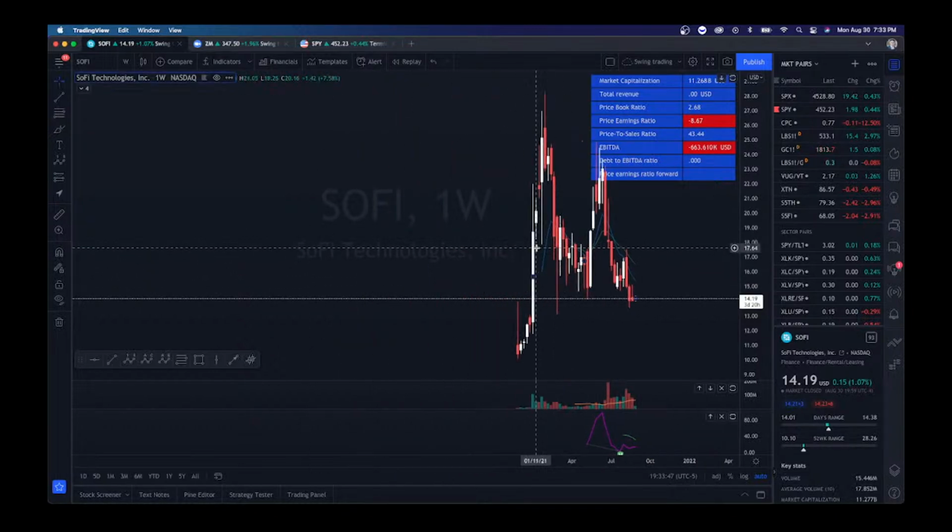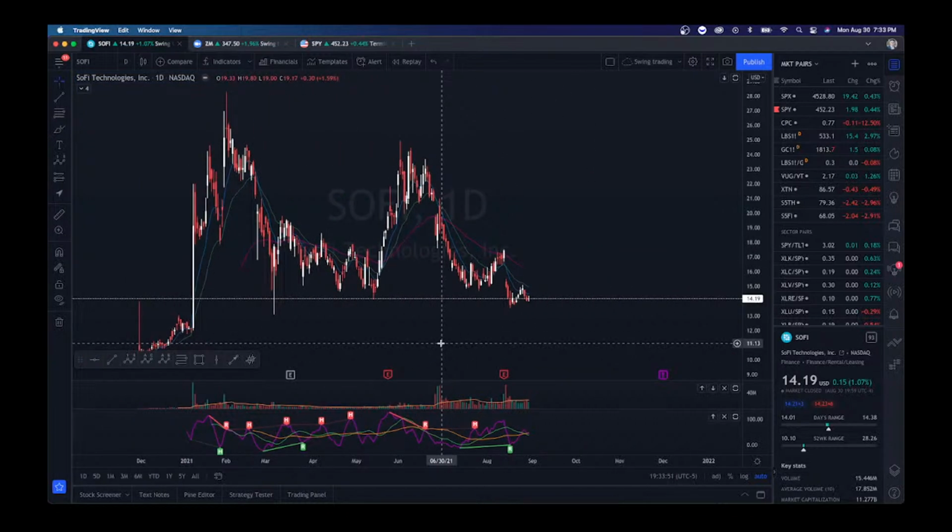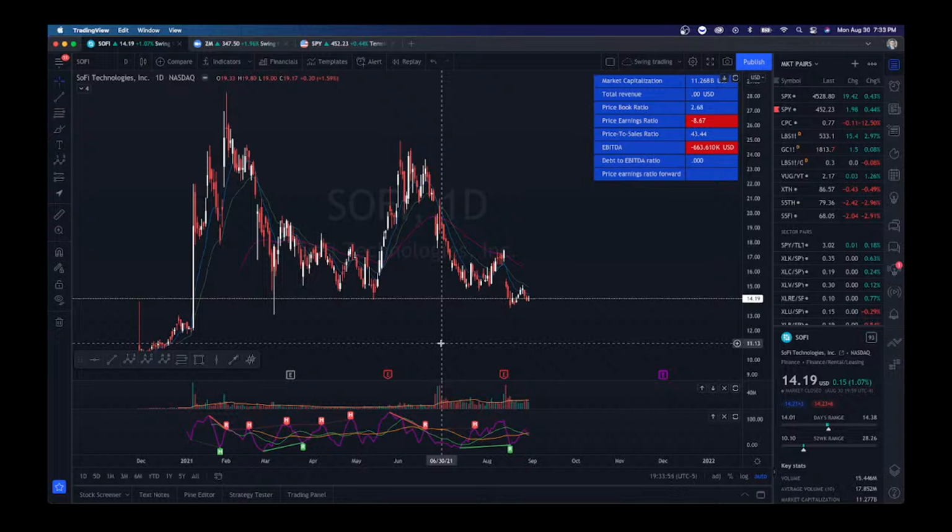So SoFi. Let me pull up the daily chart and make it a little bit more pleasing to the eyes. SoFi is a hot topic and it's discussed quite frequently, honestly. The problem I have with SoFi is it has a negative PE, so there is a lot of growth left. So it is a growth name. It currently isn't making money, because the EBITDA, as you can see right there, they're losing $663,000 every quarter essentially.